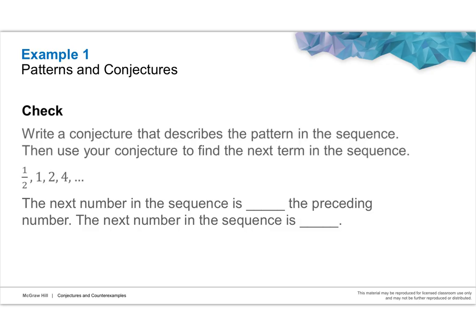So for the check, you're going to write a conjecture that describes the pattern in the sequence you see here, 1/2, 1, 2, and 4. And then, of course, the dot, dot, dot, the ellipsis, means that the pattern that is established in the previous terms is going to continue in the next number in the sequence. And so take a pause on the video and see what you can come up with for the answers here.